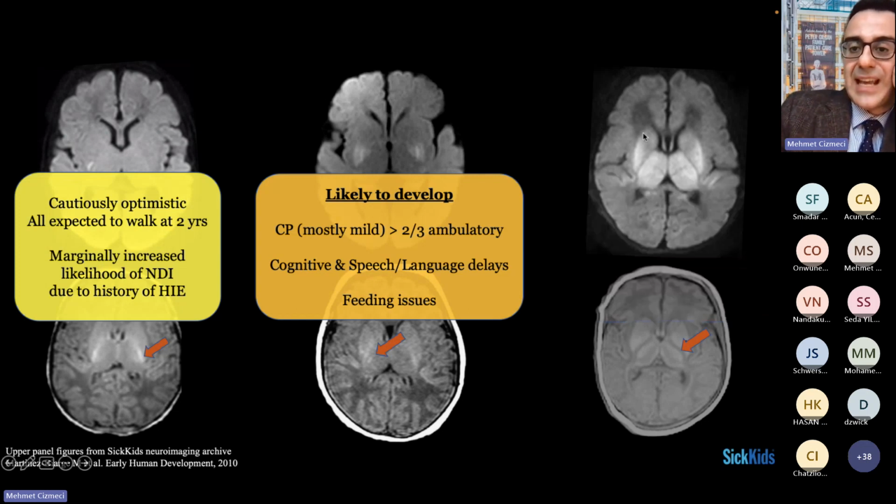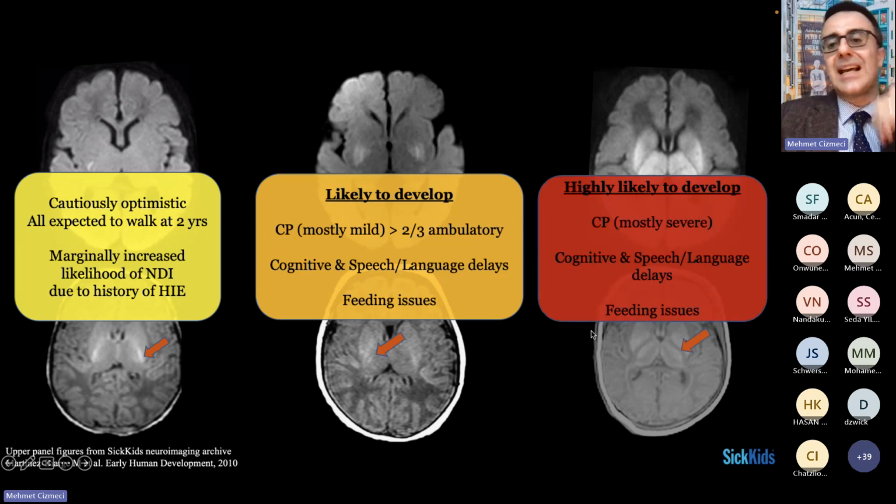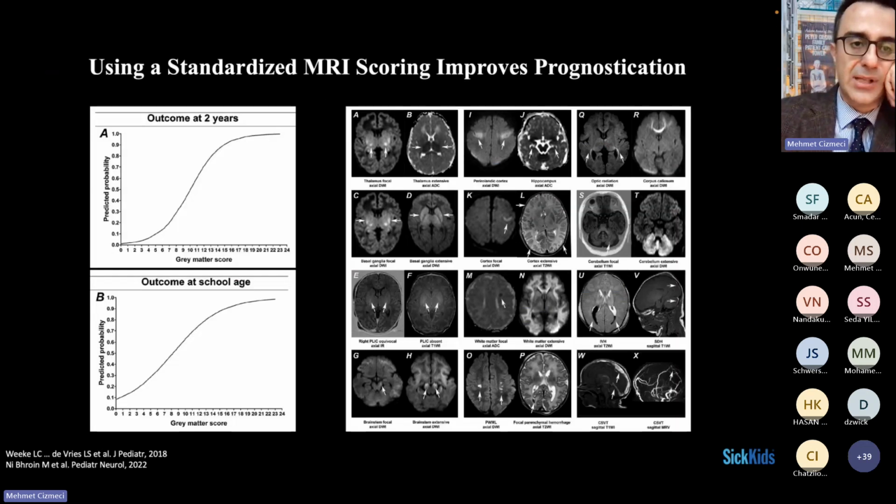If the babies present with extensive basal ganglia and thalami injury, which occupies more than 50% of their deep gray matter structures, and especially if the myelination pattern is abnormal, as you can see here in this baby, then they are highly likely to develop cerebral palsy. And most of the CPs that these babies develop will be severe cerebral palsy and higher grades of GMFCS levels. These babies are also at risk of developing cognitive and language delays, and feeding problems are more commonly seen in this population. And all of this information is very important when we're counseling parents.